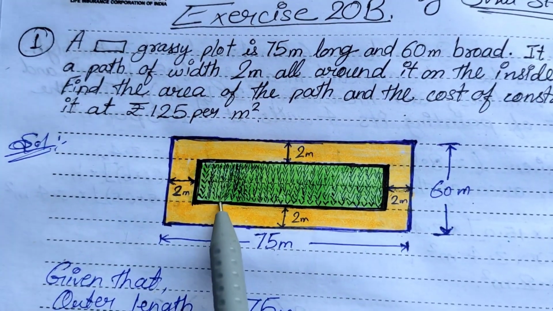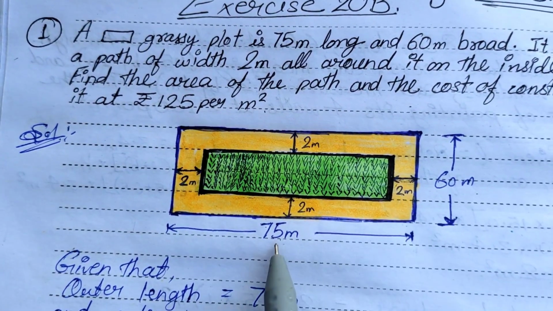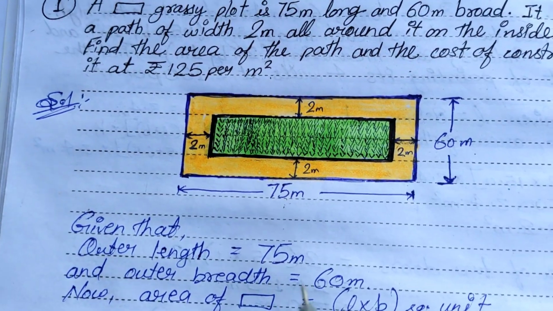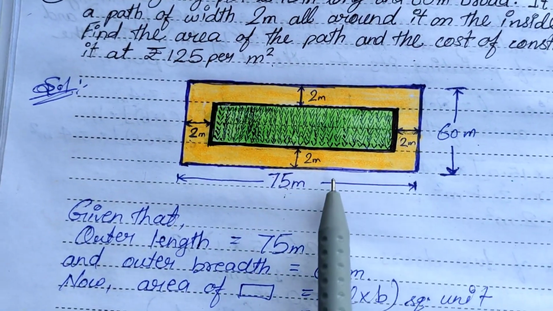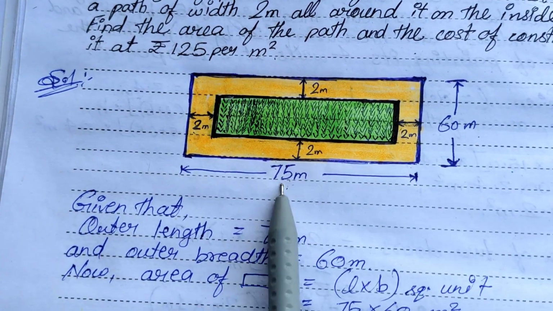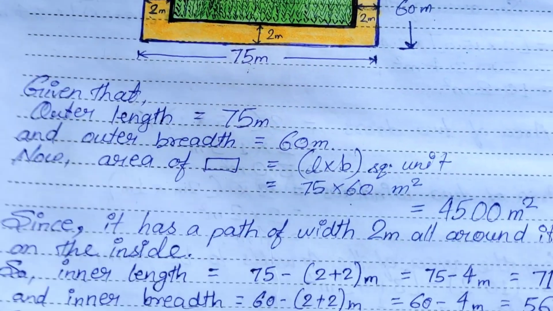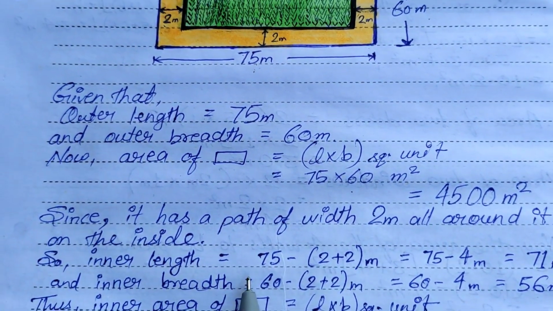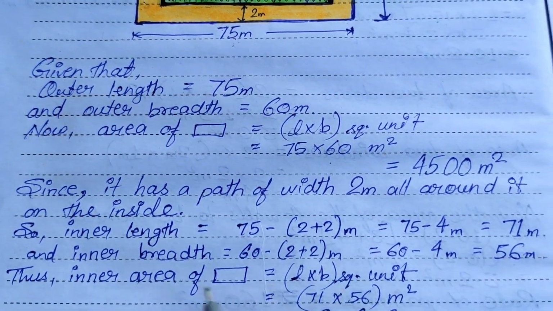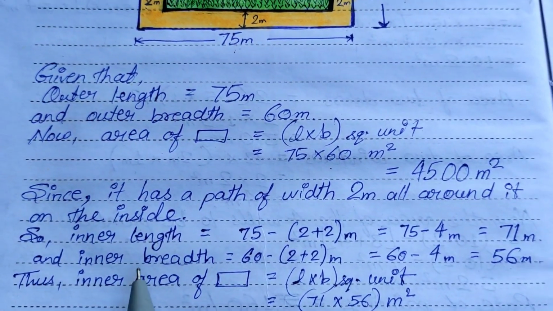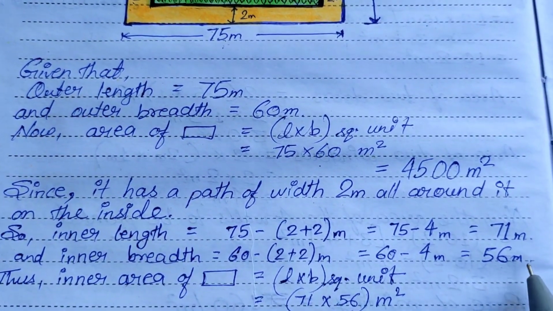So to find the inner length, you have to subtract 2 meter from this side and 2 meter from this side. In total you have to subtract 4 meter from 75 meter to get the inner length. So inner length is equal to 75 minus 2 plus 2, which is 75 minus 4, that is 71. And inner breadth is 60 minus 2 plus 2, which is 60 minus 4, equal to 56 meter.